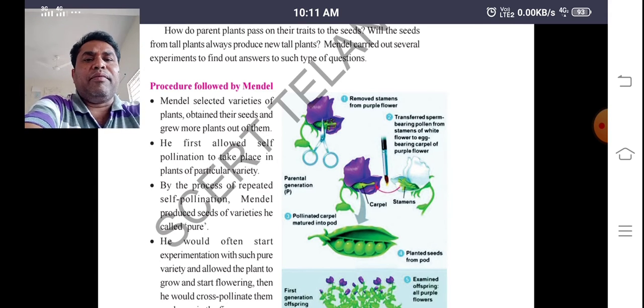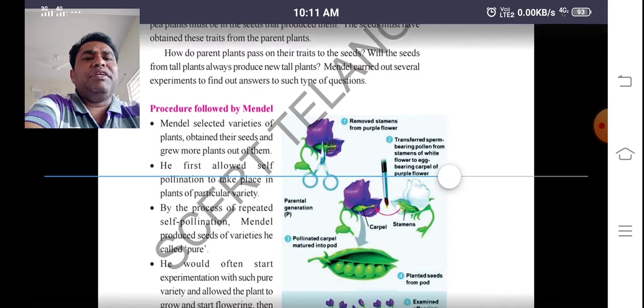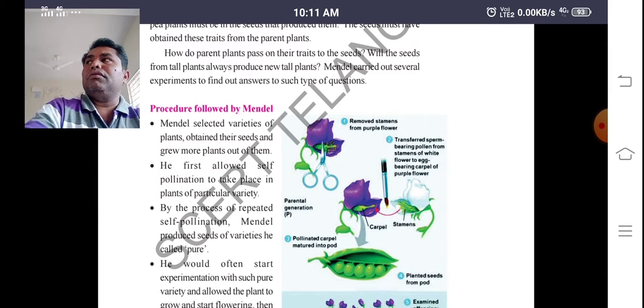You would often start experimentation with such pure varieties, allow the plants to grow and start flowering, then cross-pollinate them as shown in the figure. The plants resulting from self-pollination were again crossed by cross-pollination. So pictorially they are given.